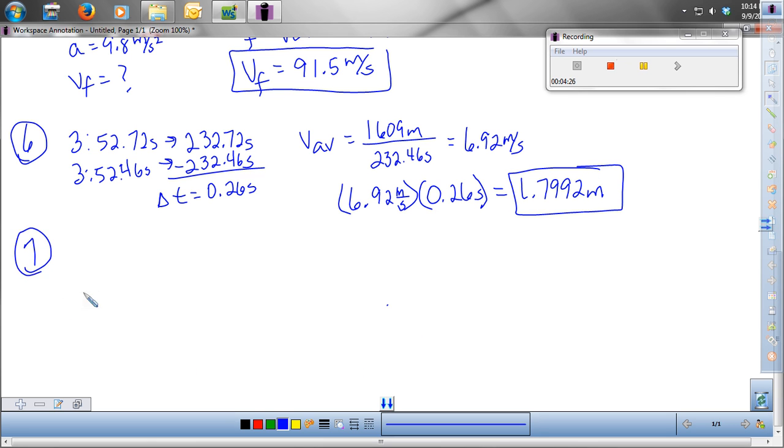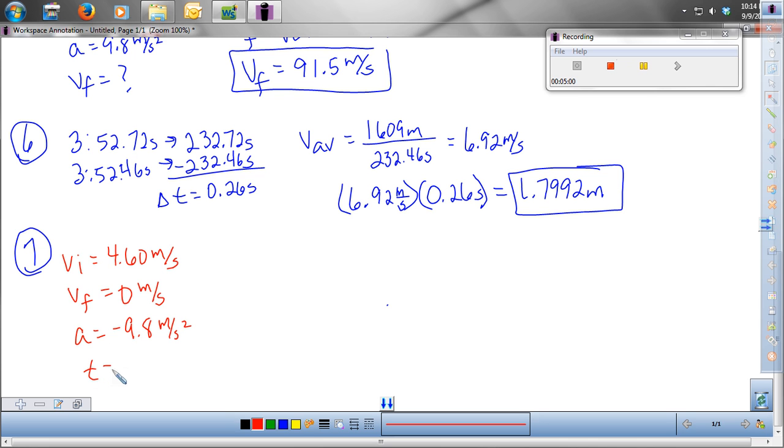Okay, the 7th one. The 7th one says that at the beginning of a Lady Tiger basketball game, a referee tosses the ball straight up with an initial speed of 4.60 meters per second. It rises to the highest place, speed goes to 0. Gravity was negative 9.8. And then it says a player cannot touch the ball until it reaches its maximum height and begins to fall down. What's the minimum amount of time that a player must wait before touching the ball?